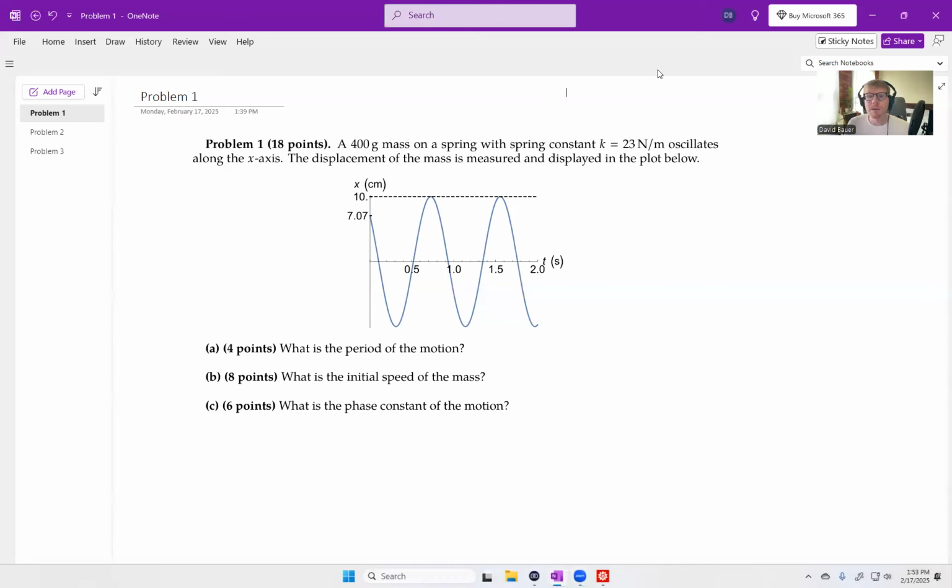So the first problem is an oscillation problem. We have a mass on a spring, and we're given this position versus time graph for the mass. And the problem is asking us for the period of the motion, the speed of the mass, and the phase constant of the motion. So we just want to interpret or calculate those things from the graph.